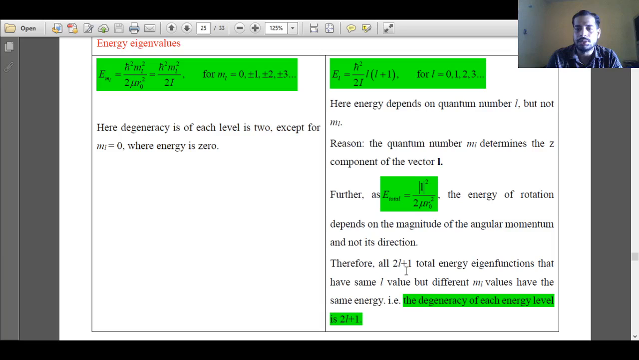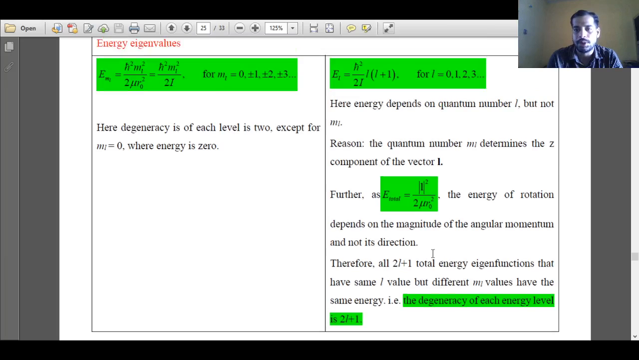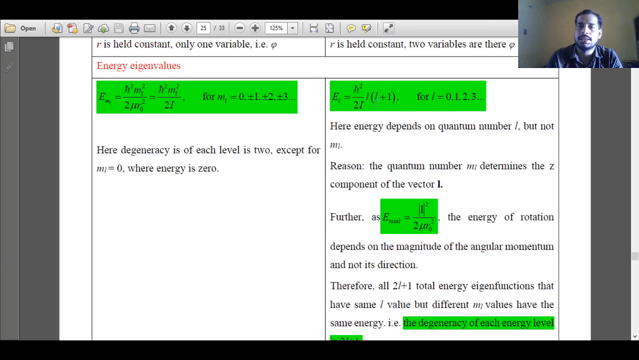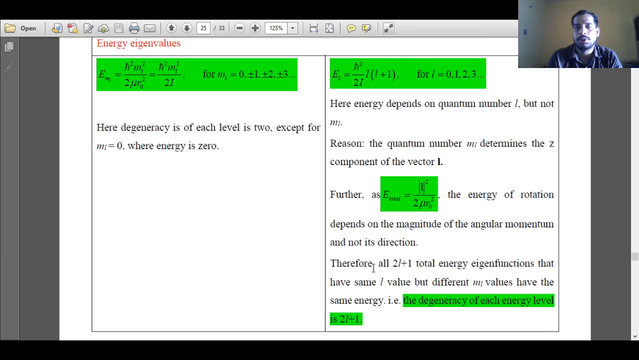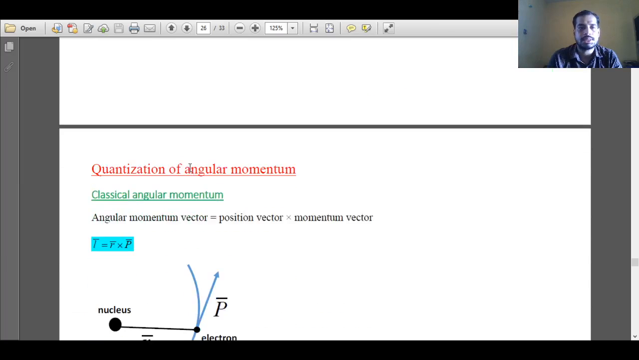Now therefore there are 2L plus 1 total energy eigenstates for the same L value that are possible, because for a particular L value there are 2L plus 1 states. So the degeneracy of each energy level is 2L plus 1, and this energy level depends upon the angular momentum of the system. So with this I will stop here.